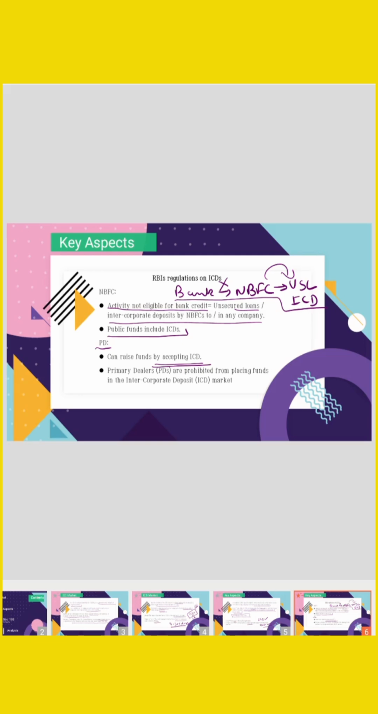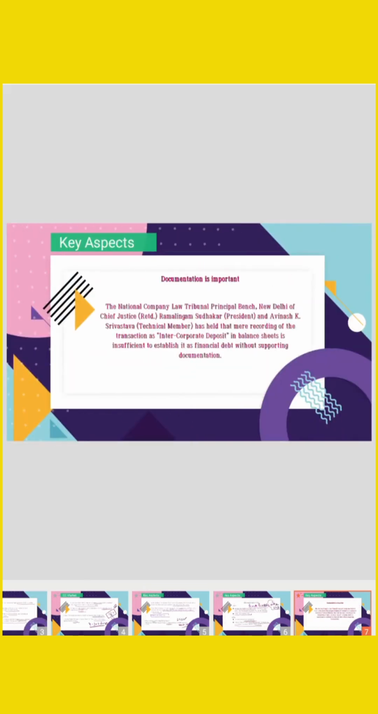But they are prohibited from placing funds in the ICD market. Means they cannot lend or give funds under the ICD mechanism. They can only accept it. So these are the RBI regulations with specific reference to NBFCs and PDs only, not all the corporates.